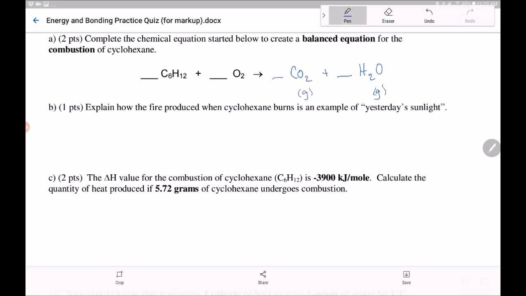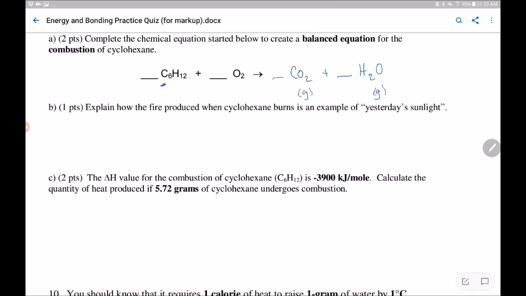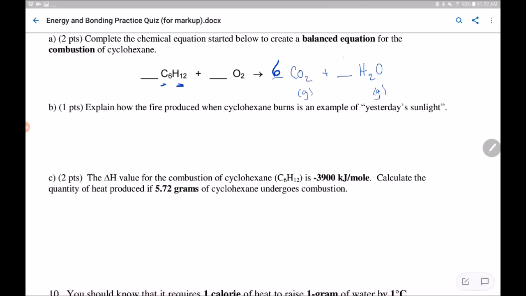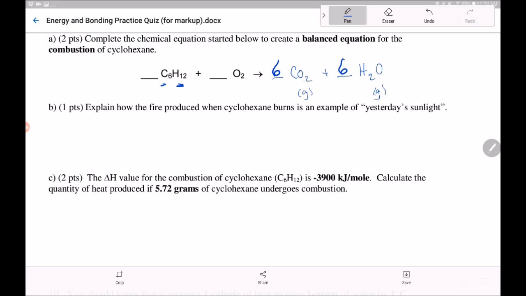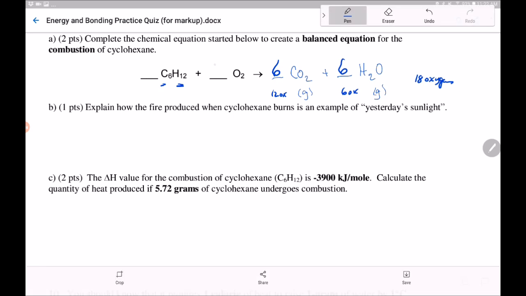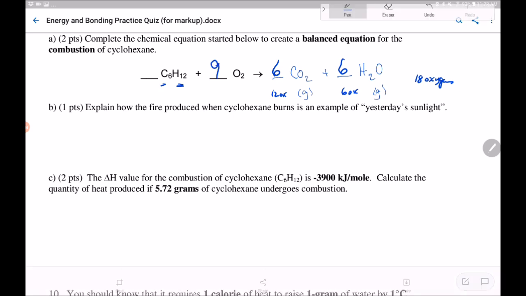The balancing now, do carbon first, 6 carbons, so I'm going to put a 6 here. Hydrogens, there are 12, I'm going to put a 6 here. This now has 12 oxygens plus 6 more, a total of 18 oxygens. There are 12 here, 6 here, which means this coefficient should be 9.